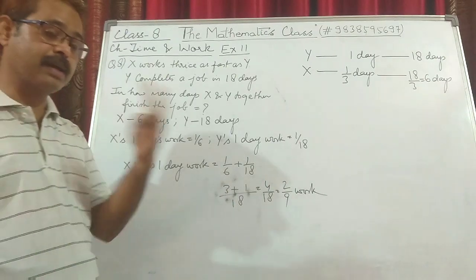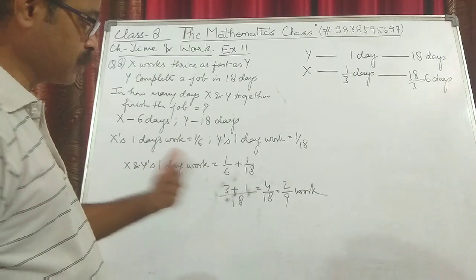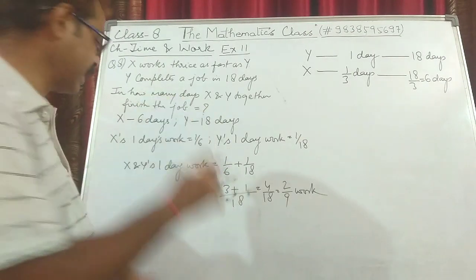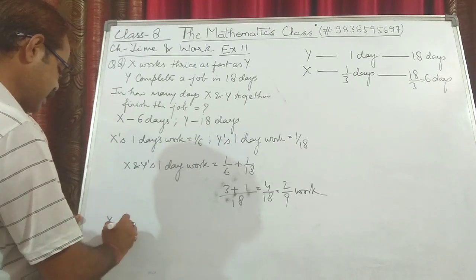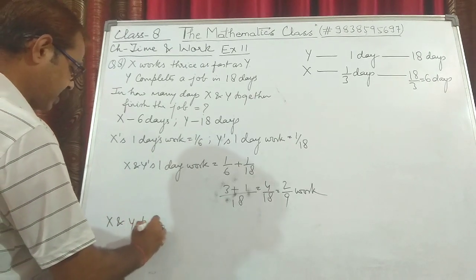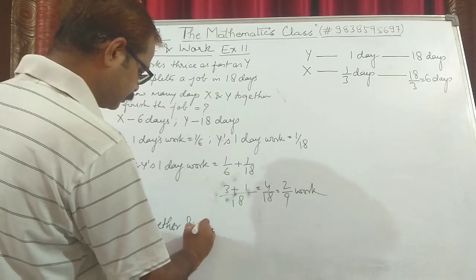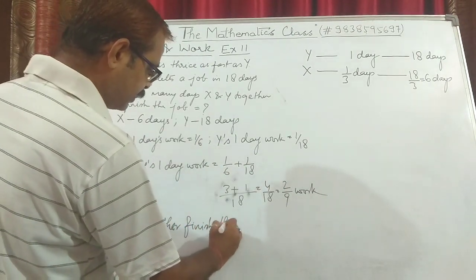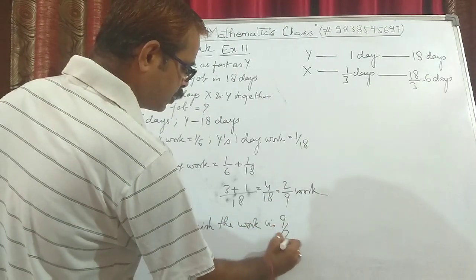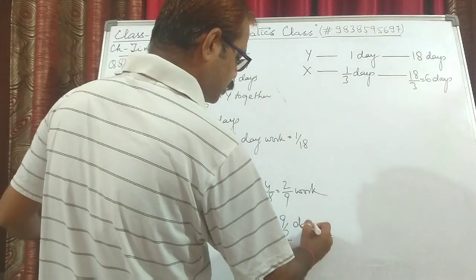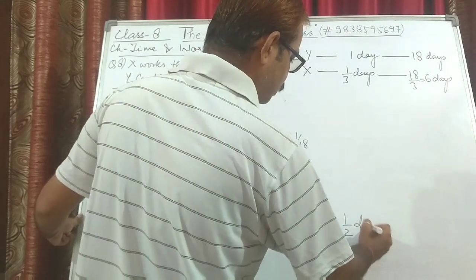So how much time will they take to complete the work? It's the reciprocal, second formula or second rule. So x and y together finish the work in 9 upon 2 days. 9 upon 2 means 4 whole, 1 upon 2 days.